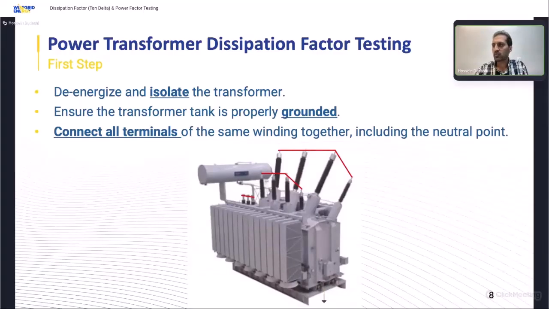Then ensure the transformer tank is properly grounded, especially in the commissioning period. Our transformer is in a substation, and we need to make sure that the transformer tank is connected properly to the substation ground grid.